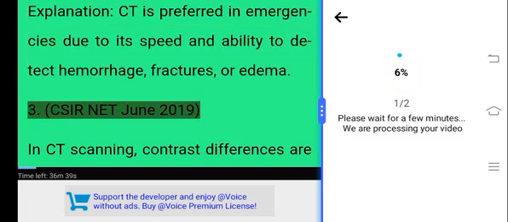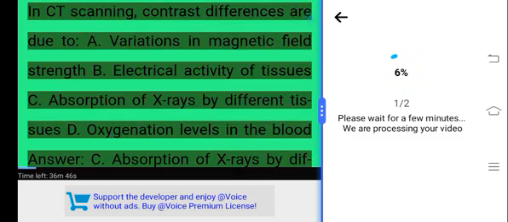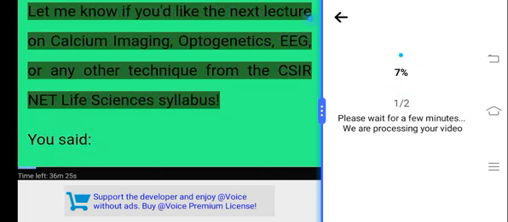3. CSIR-NET June 2019. In CT scanning, contrast differences are due to: A. variations in magnetic field strength, B. the electrical activity of tissue, C. absorption of X-rays by different tissues, D. the oxygenation levels in the blood. Answer. C. Absorption of X-rays by different tissues. Explanation. CT contrast arises from differential absorption of X-rays based on tissue density.